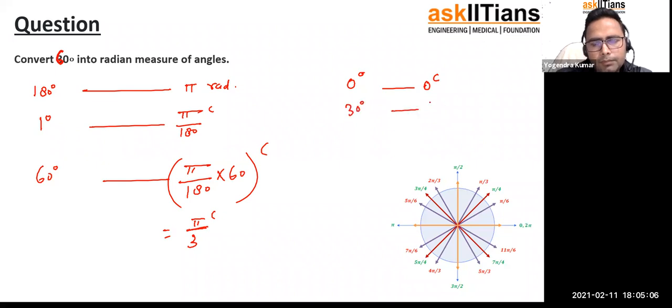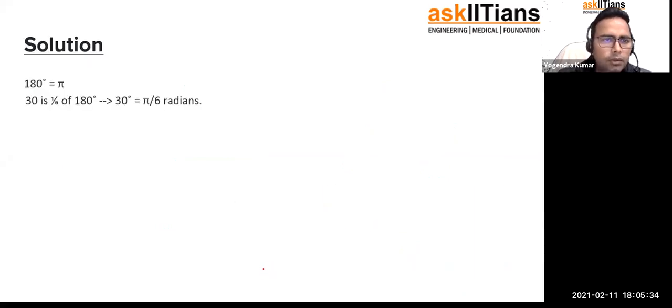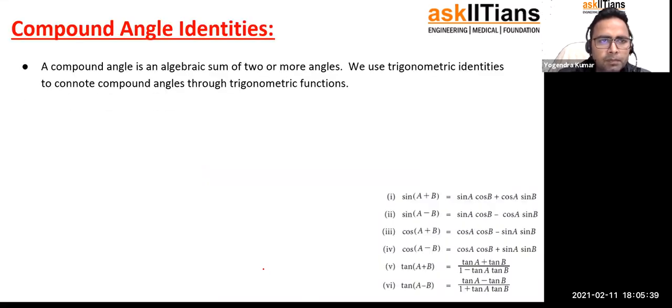30 degree, pi by 6 radian. 45 degree, pi by 4 radian. 60 degree, pi by 3 radian, right? These are the values. 90 degree, pi by 2 radian. 180 degree, pi radian, right? These all you can remember, right? Okay. Yeah, this is for the 30 degree answer.